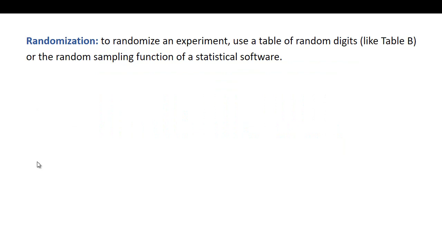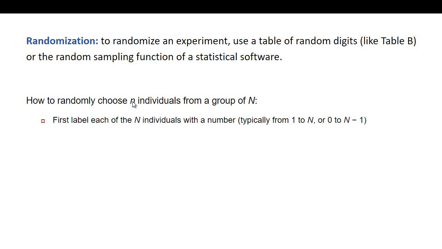So to randomize an experiment, use a table of random digits or the random sampling function of a statistical software. Let's look at how we can randomly choose n individuals from a group of N individuals. Let's say we have a population of size N, right? There are N individuals in the population, and we are trying to pick n individuals from the population of cases. To do so, we first label each of the individuals with a number, typically from 0 to N minus 1 or from 0 to N.